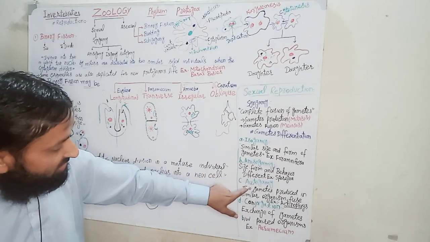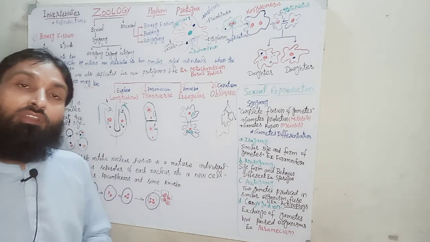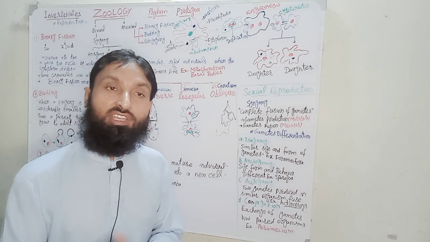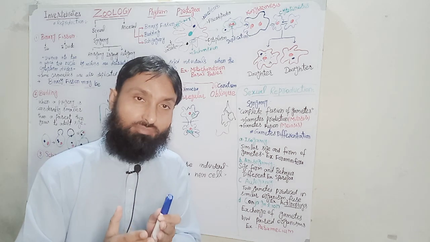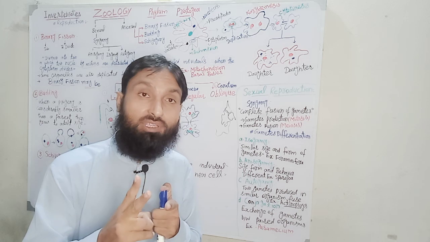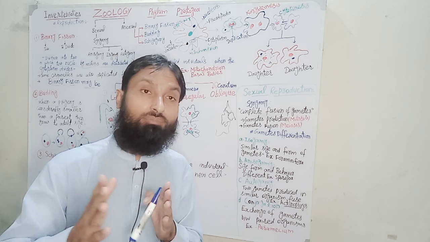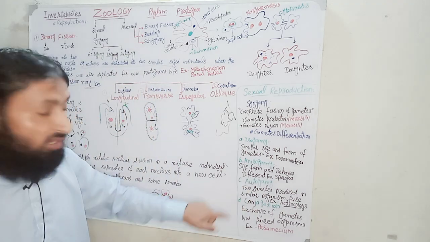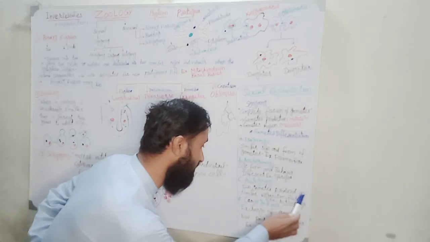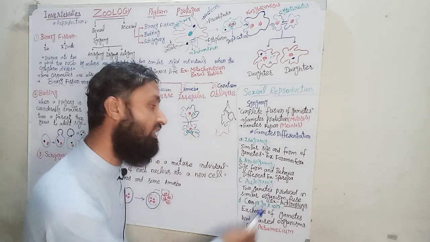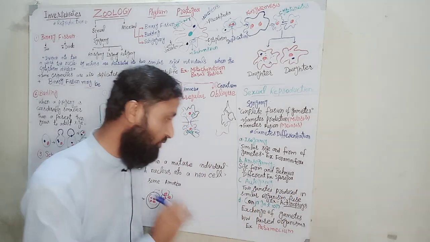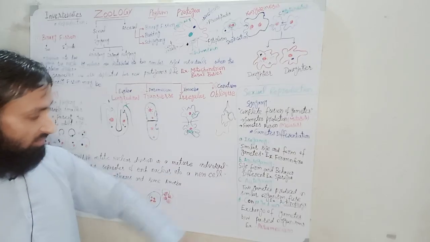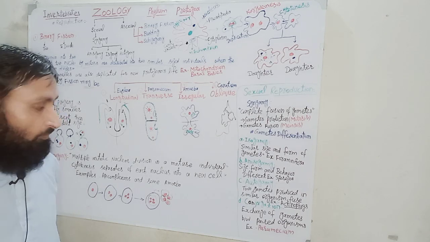So we discuss autogamy. Dear students, auto means self. It means a single organism produces two gametes and these two gametes fuse with each other. This is called autogamy. Two gametes produced in the same organism and then fuse. This is autogamy. For example, actinophrys. And then we discuss conjugation.